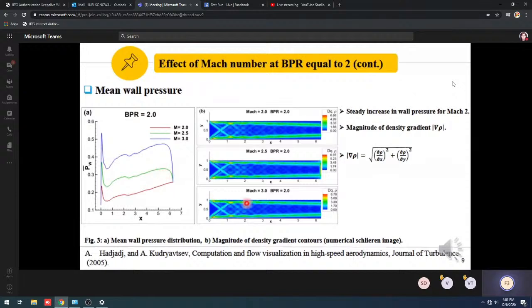The magnitude of density gradient variation for different Mach numbers is shown in figure B. The magnitude of density gradient is computed using this formula, which represents a numerical Schlieren image. From figure B, we can see that there is no substantial change in the contours of density gradient, but the magnitudes are different.